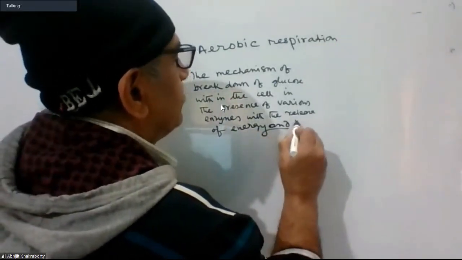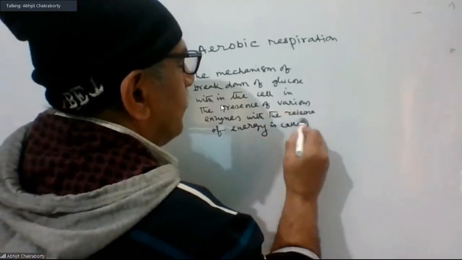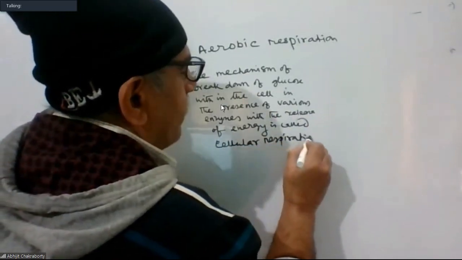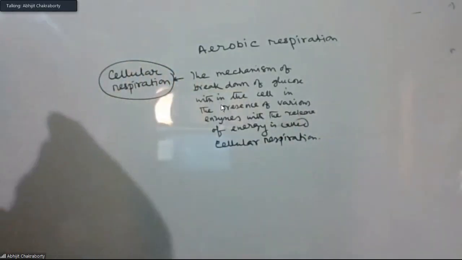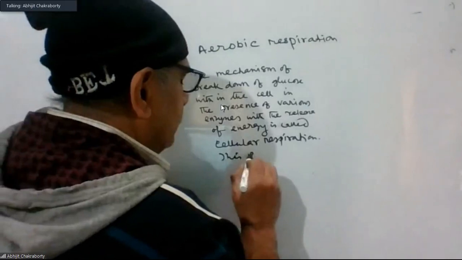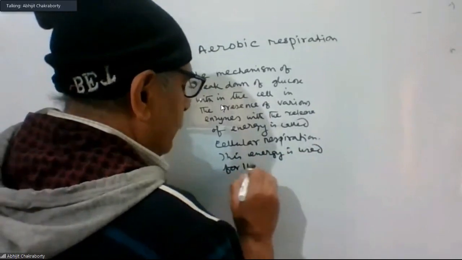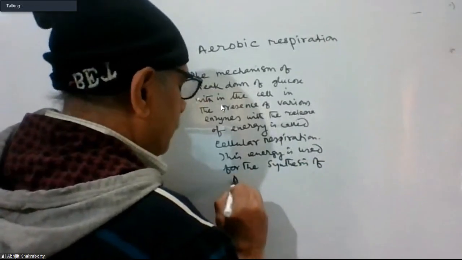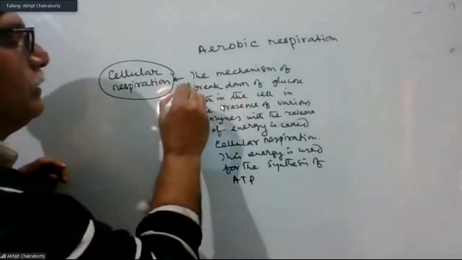And this is called cellular respiration. The energy is used up in the synthesis of ATP. This is one thing about cellular respiration.